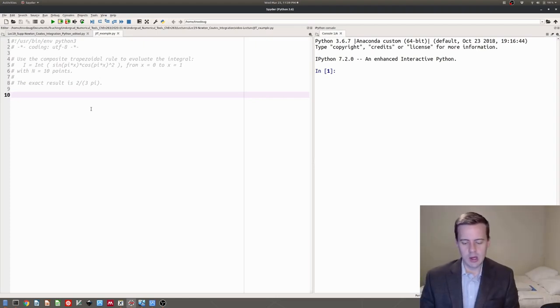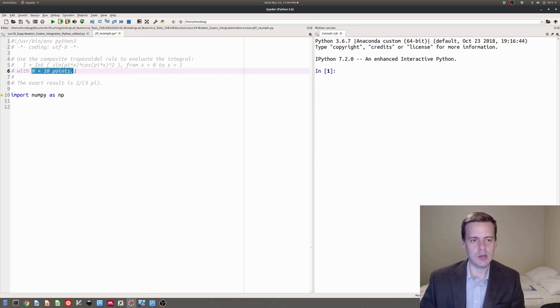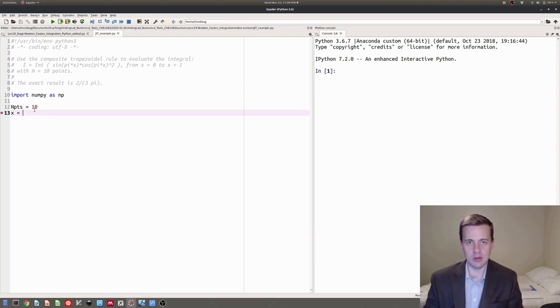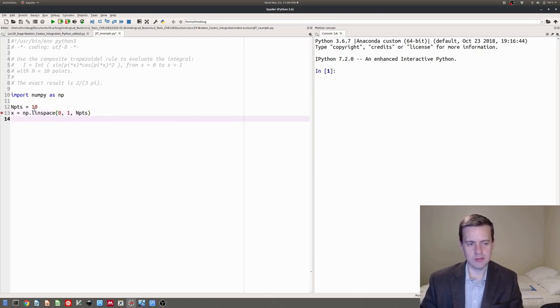So the first thing we should do, of course, is import NumPy. What I need to do is set up, so I'm saying here I want to do this with 10 points. So let me say number of points is equal to 10. And I want to create a linearly spaced array for these x values to do this composite over those 10 points. So I'm going to use a linspace to do that. So my limits are from 0 to 1, and I want to do 10 points.